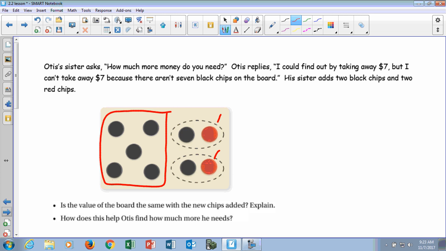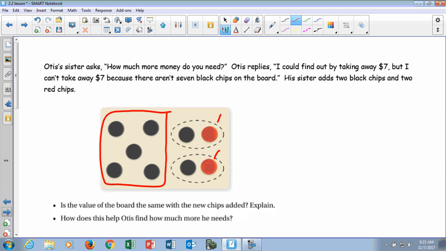So is the value of the board the same with the new chips added? Is it still technically $5? Yeah, because again, they added the zeros. 1 black chip and 1 red chip cancel each other out to be zeros. So yes, it's still the same.